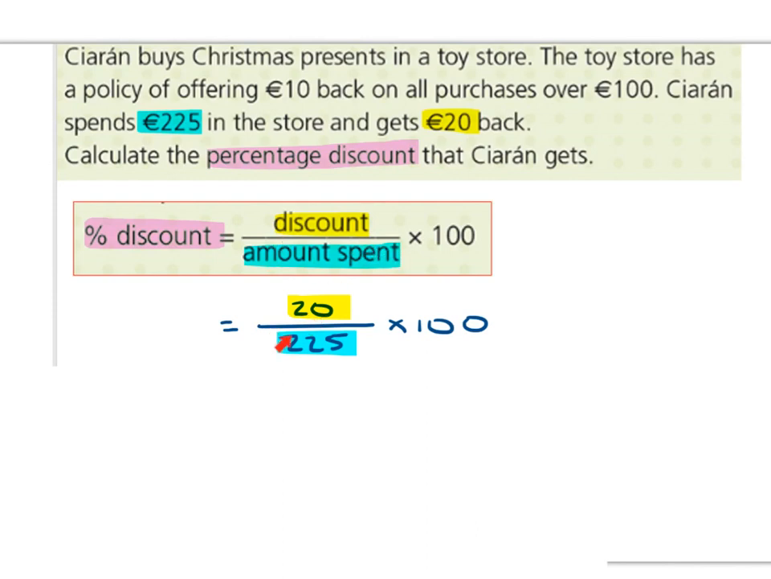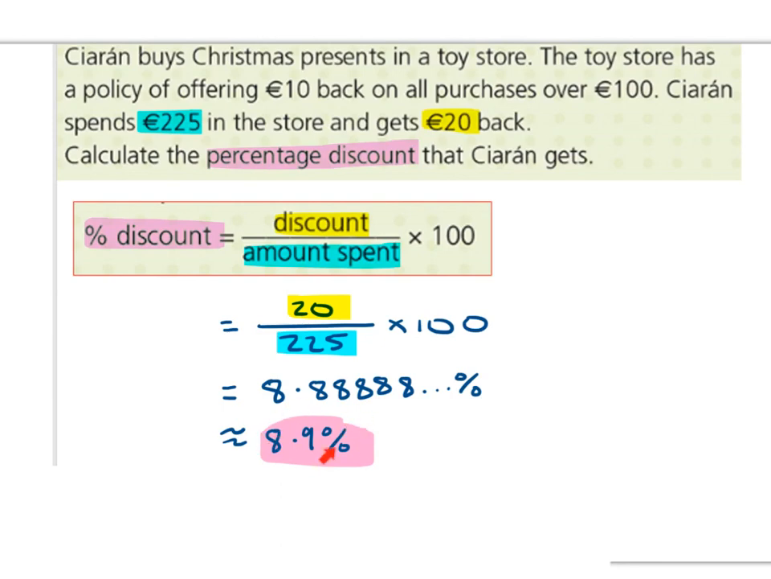And the amount spent was €225. So we can see in the question, Kieran spends €225. So we're going to divide these and then multiply by 100. So that gives us 8.8888... percent. So this is recurring. The 0.8 is a recurring decimal. So we're going to round it off to 8.9%. So those squiggly brackets there mean approximately equal to. So his percentage discount is 8.9%.